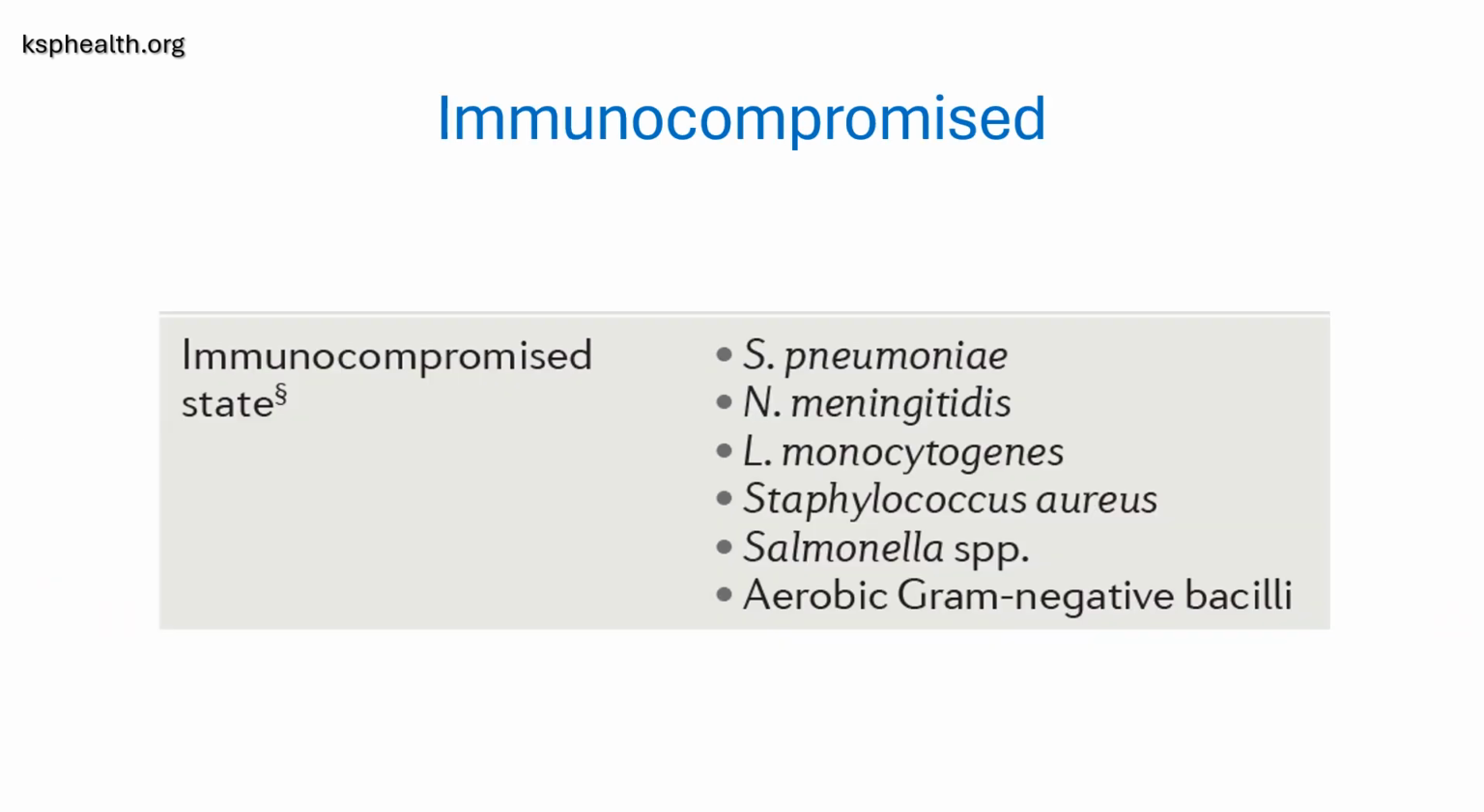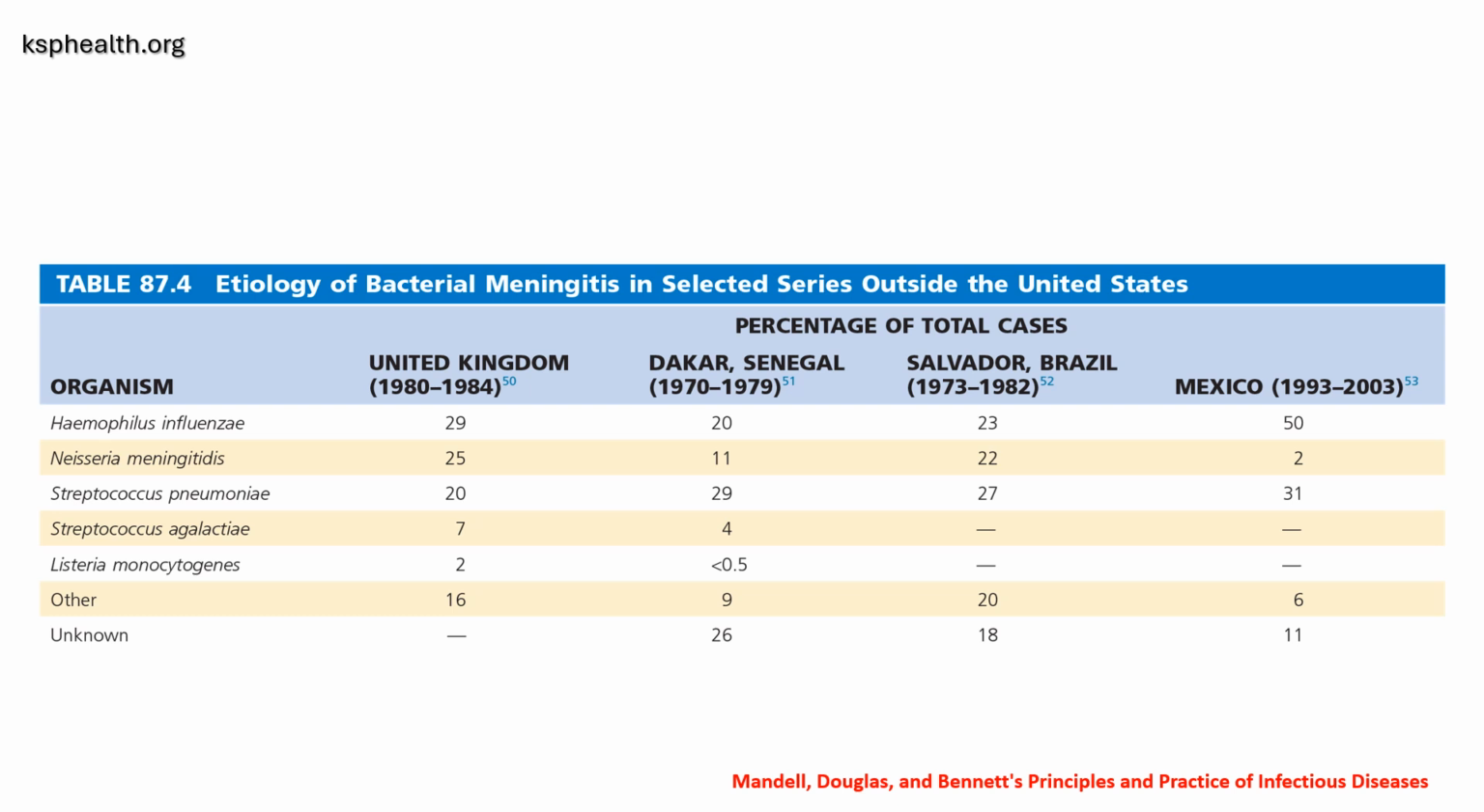In immunocompromised hosts, strep pneumo and Neisseria still can cause meningitis, along with other organisms like Listeria, staph, Salmonella, and aerobic gram-negative bacilli. Outside the United States, the incidence of different bugs depends on the immunization status. For example, in Mexico, the predominant organism between 1993 and 2003 was H. flu, followed by strep pneumo. In other areas, it was almost equally distributed among H. flu, Neisseria, and strep pneumo, but all those areas were in pre-Hib vaccination times.